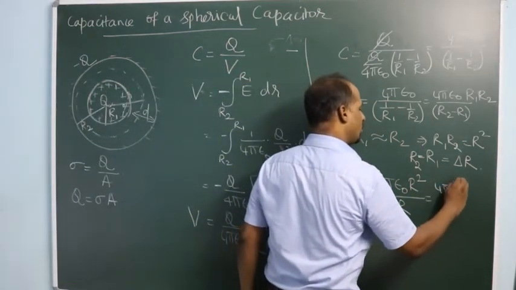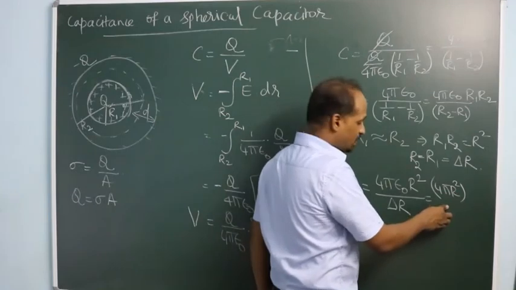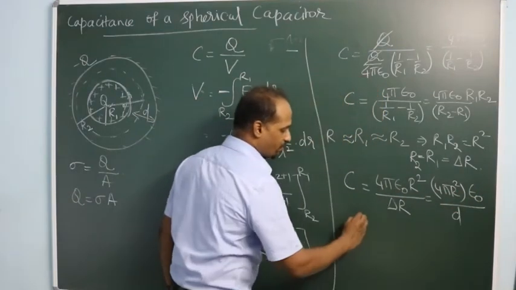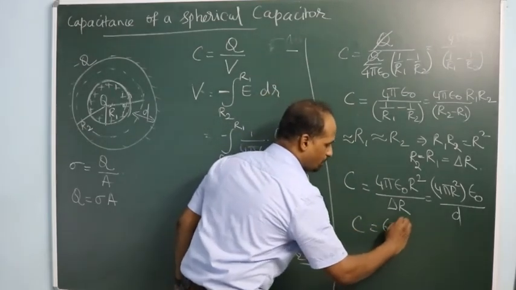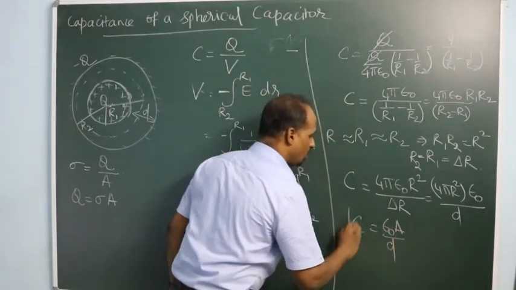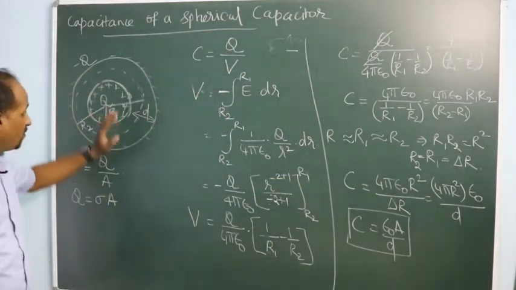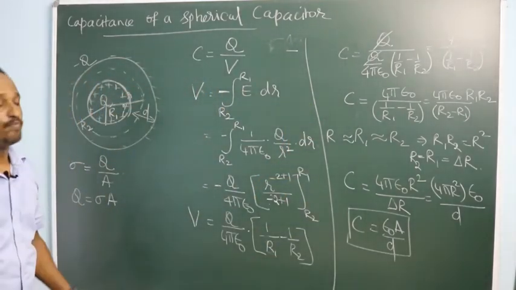4 pi R square is the surface area of the sphere, and delta R is the distance between them. So C will be equal to epsilon naught A by d. Now we have derived the capacitance of a parallel plate capacitor from the capacitance of a spherical capacitor.